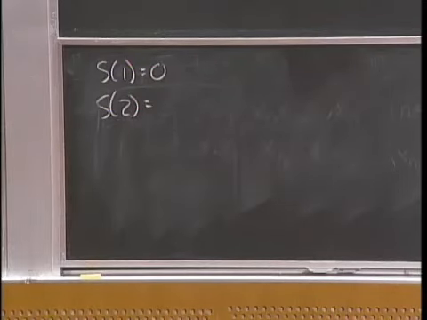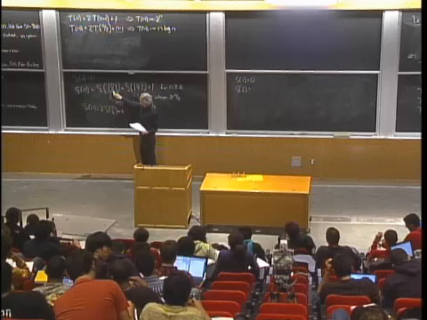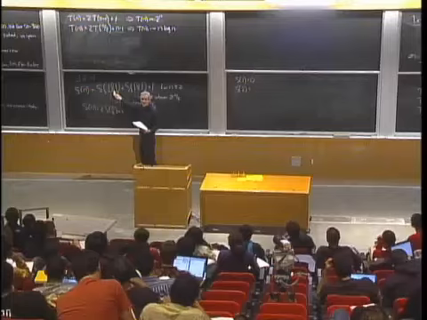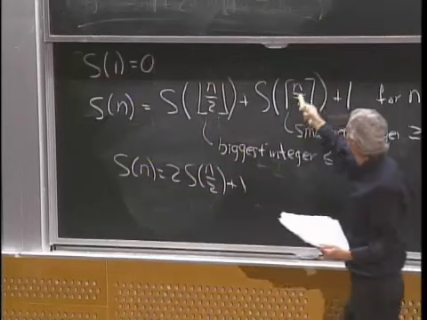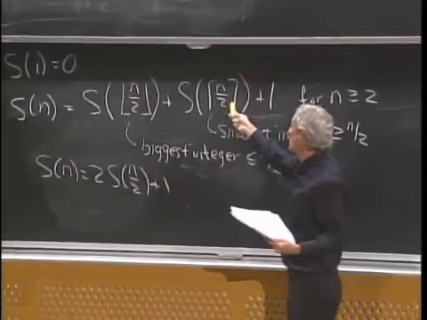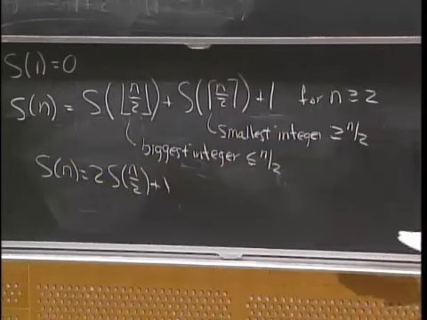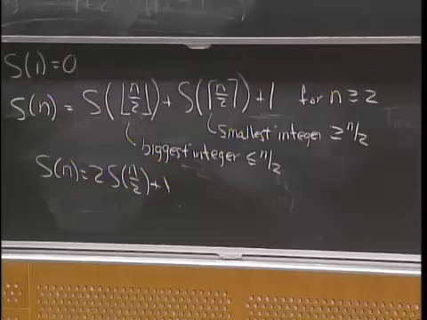Well, this is not 3, because this is 2 over 2 is 1. Floor of 1 is 1. S of 1 is 0. Ceiling of 1 is 1, because it's an integer. S of 1 is 0 plus 1. So S of 2 is 1.